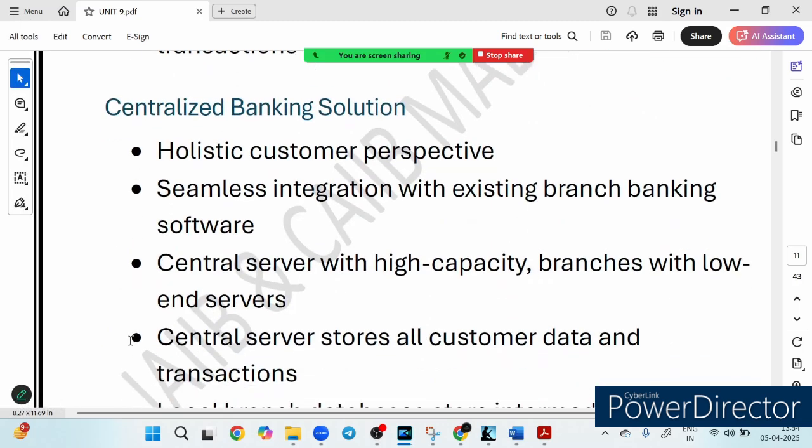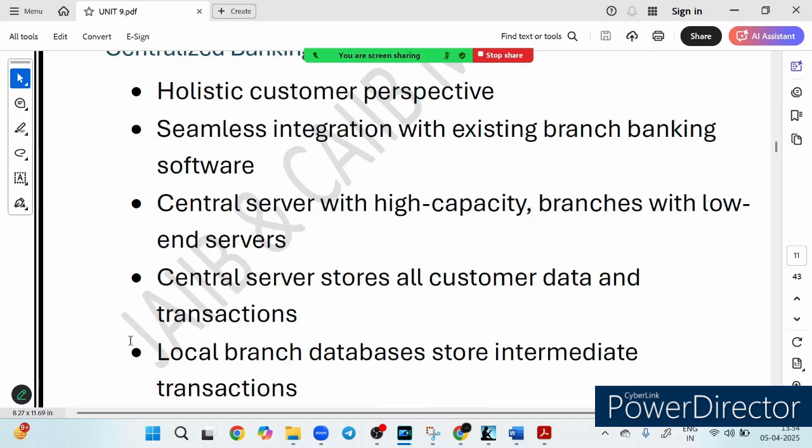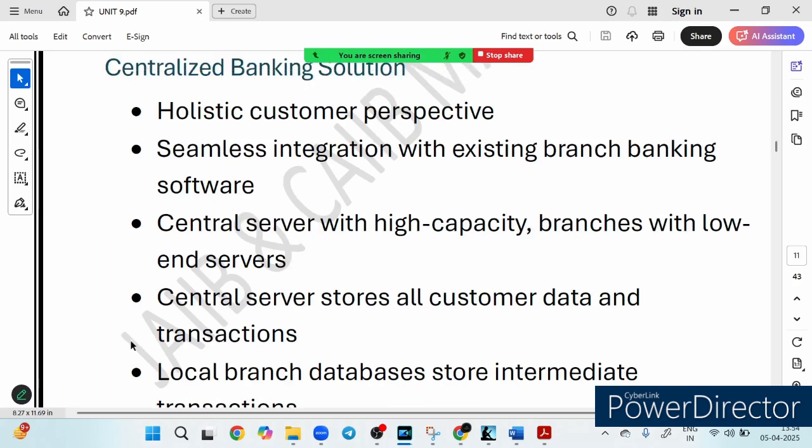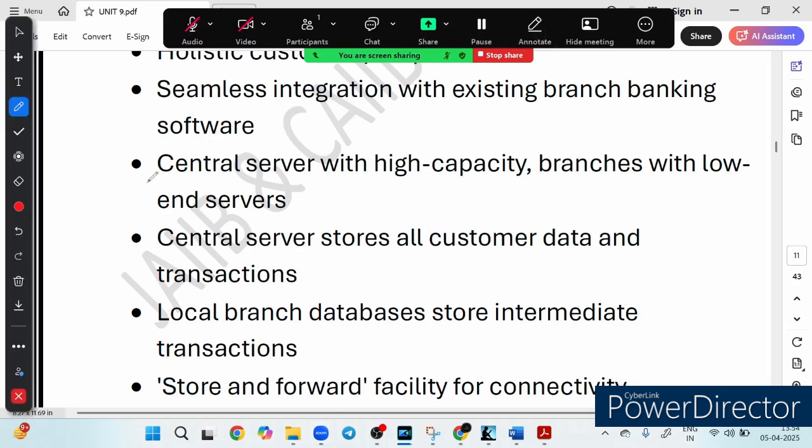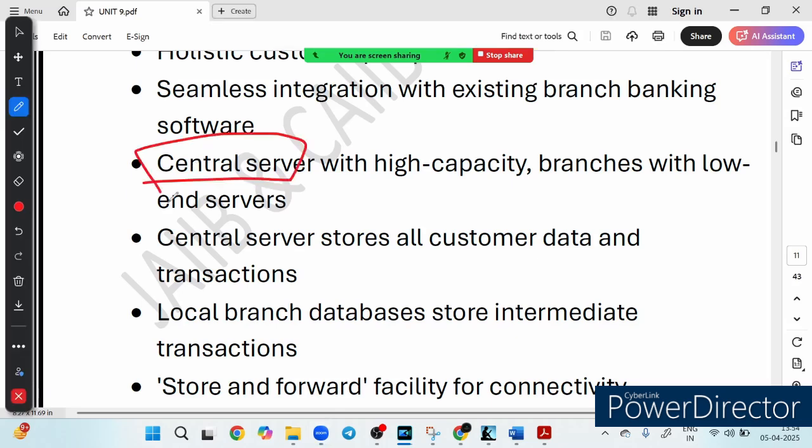Then we have something called centralized banking solution. Now imagine you work in any one branch in Mumbai, Delhi, or even in a small town, and the staff can instantly access your complete account history. That is possible because of centralized banking, which is the backbone of modern banking. How it works is that all customer data and transactions are stored in one central server, not scattered across branches.